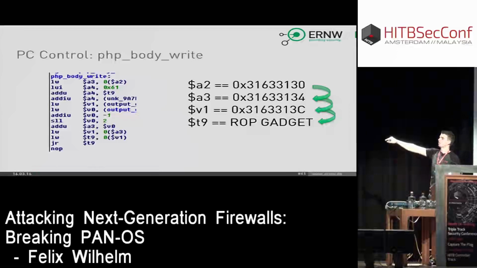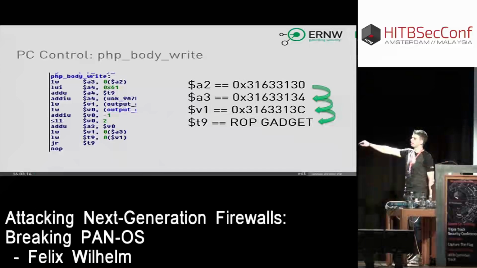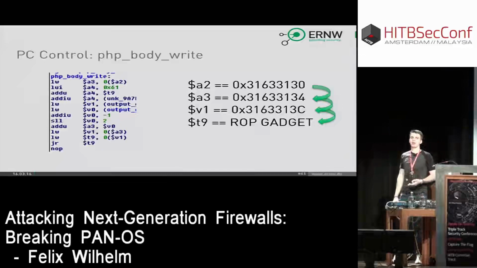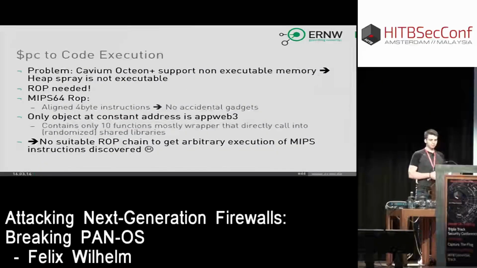And then we see here's a dynamic jump. This is the final function pointer in the T9 register. We put the address of our ROP gadget into the T9 register to get final code execution. And then we can jump into our ROP chain.